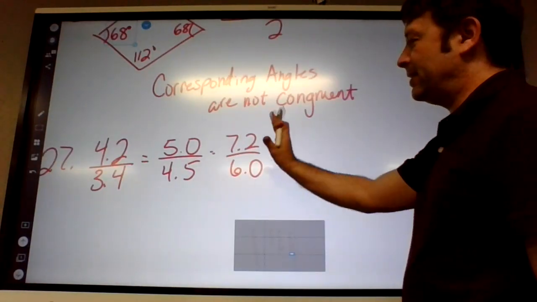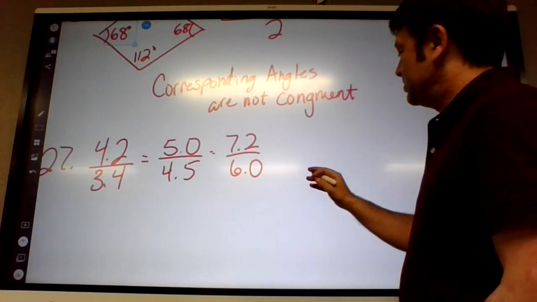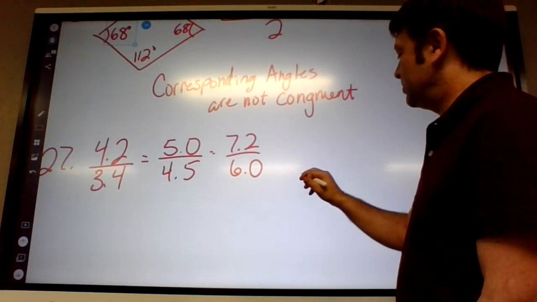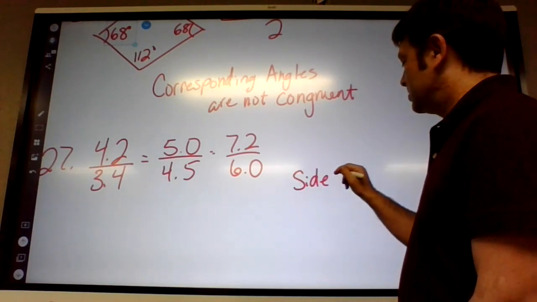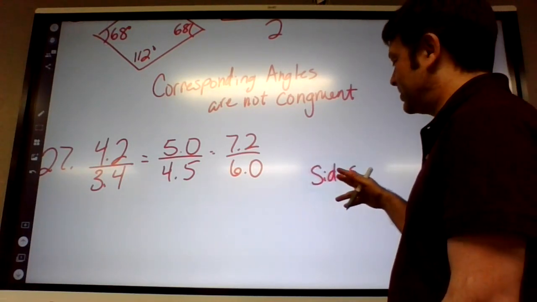4.2 divided by 3.4. So they're not the same. So corresponding angles are not congruent, and corresponding sides are not proportional.